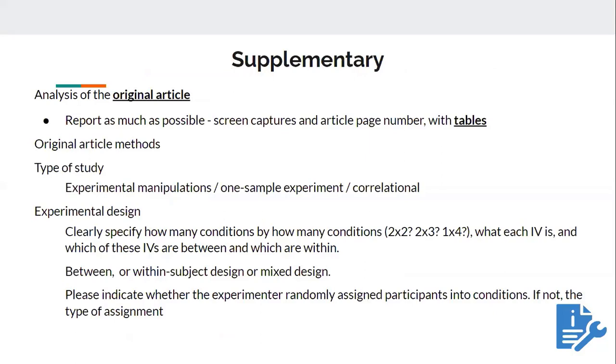And then you will need to describe the original article. Please try to report specifically and transparently. Given the information provided, I understand some information may not be available in the original article. So try to report as much as possible based on what is available. You have to indicate the type of design, which may be experimental manipulation, one-sample experiment, or correlational. Most of the replication targets are experimental manipulations.